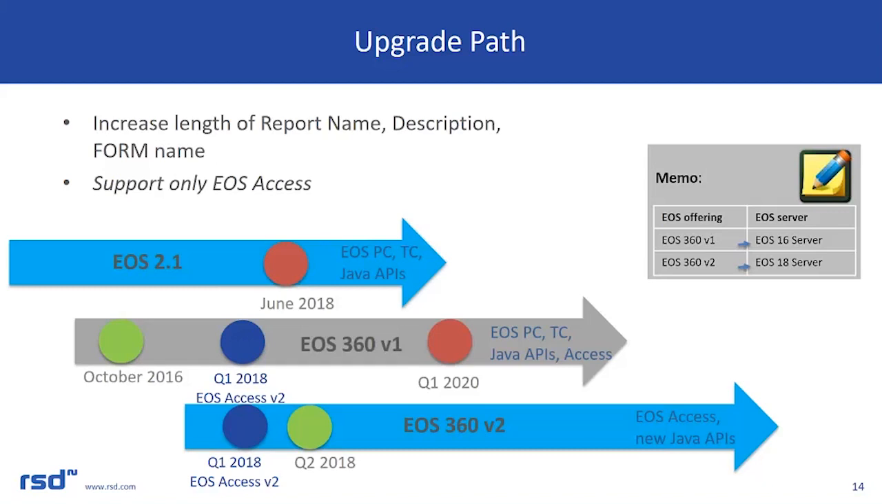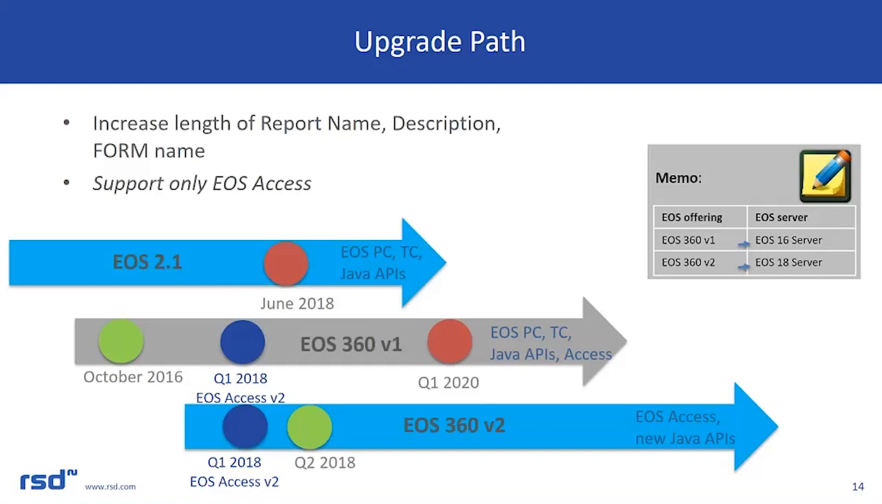The next arrow represents what we're showing in Release 360 version 1. The green was the release date of 360. The blue arrow, the blue circle, I'm sorry, is showing you the release date of RSD Access version 1. In EOS 360 version 1, today we'll continue to support the old protocols that were there in version 2.1. As I said, the APIs, thin client, etc.